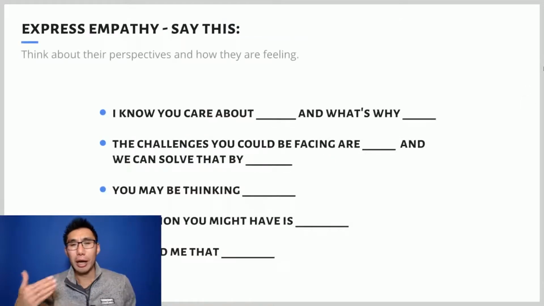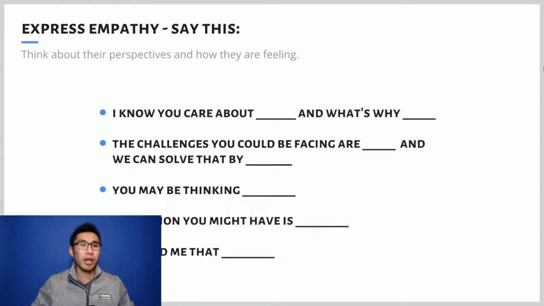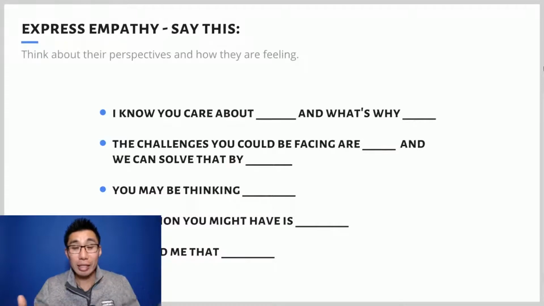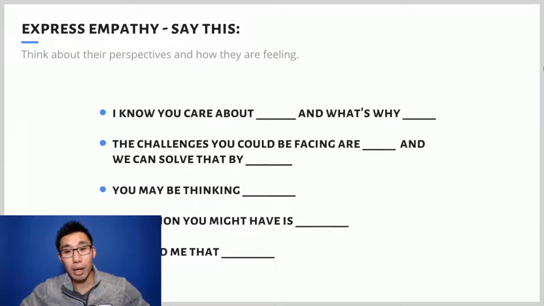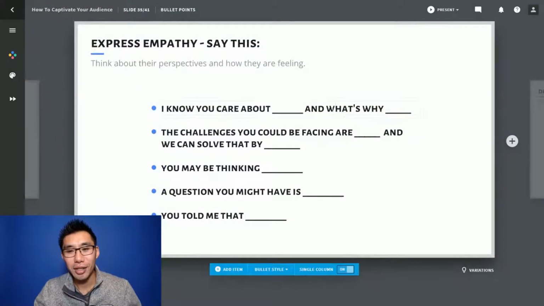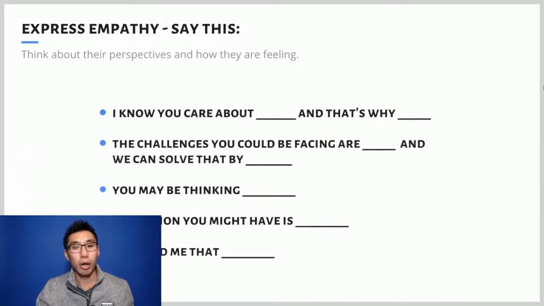So let's talk about expressing empathy. You want to think about their perspectives and how they're feeling. So basically, you say these things: I know you care about X, and that's why Y. And that's why X, Y, Z. So look, I know that you're on this webinar because you care about your professional growth. And that's why working on these PLPs will help you grow faster as a leader.